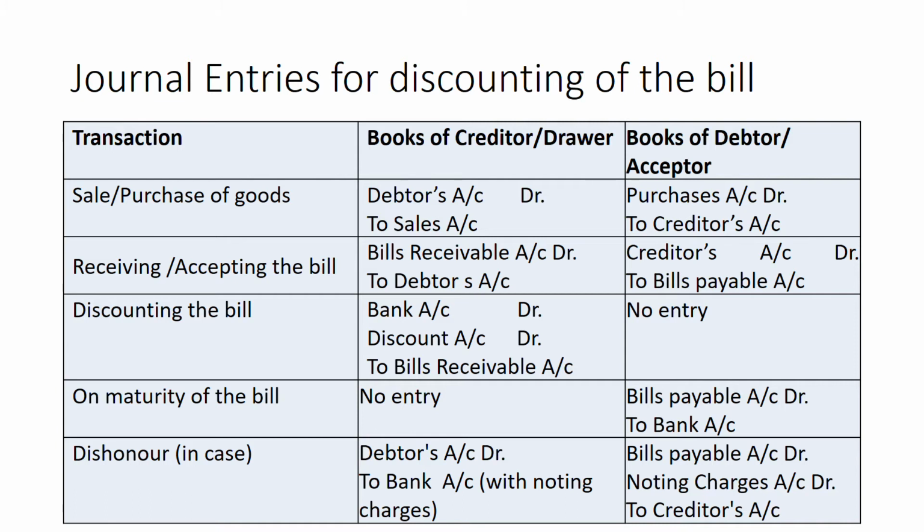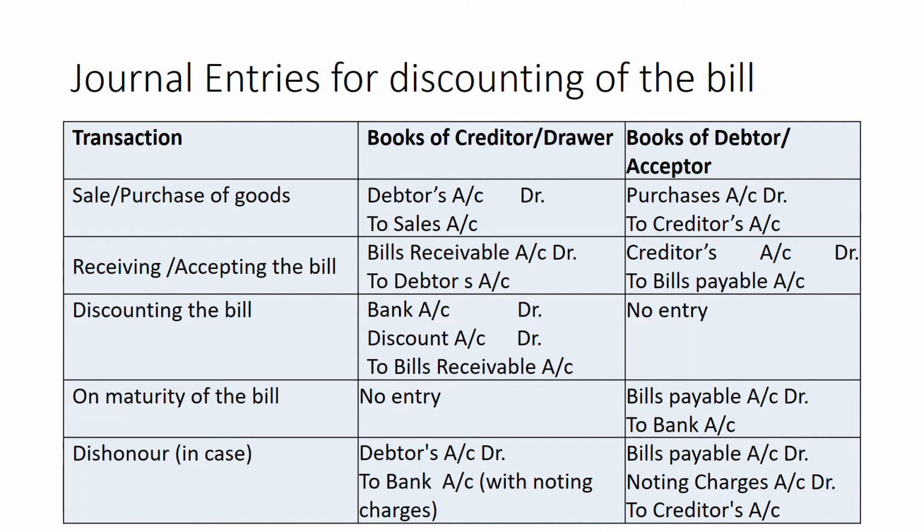However, no entry will be found in the books of the acceptor for such discounting. On maturity of the bill, if the acceptor has paid the money to the banker on time, there is no entry which is going to be passed in the books of the drawer further.